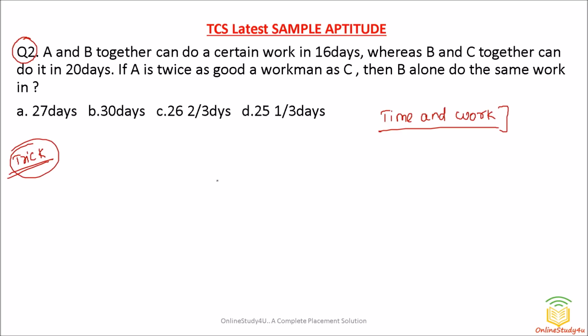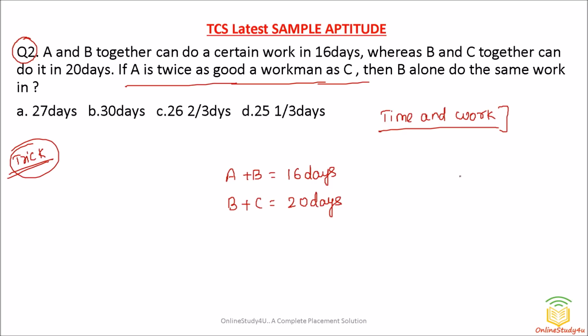So friends, A and B together can do a certain piece of work in 16 days, whereas B and C can do the work in 20 days. A is twice as good a workman as C. So the meaning is efficiency. A's efficiency is twice C's. This is what has been told in the question. So if C's efficiency is x, then A's efficiency will become 2x.